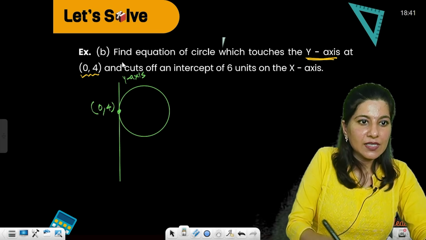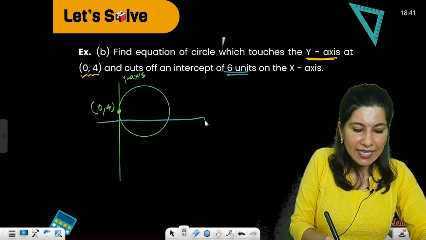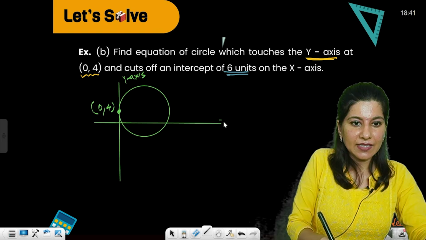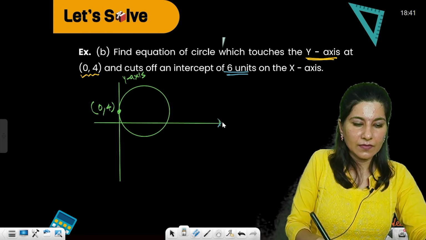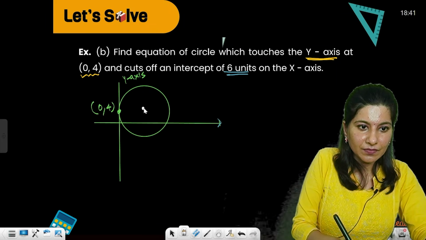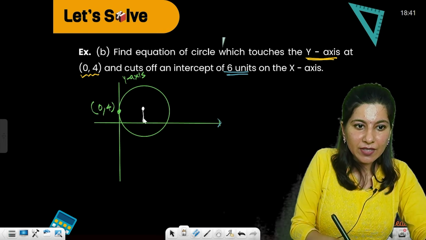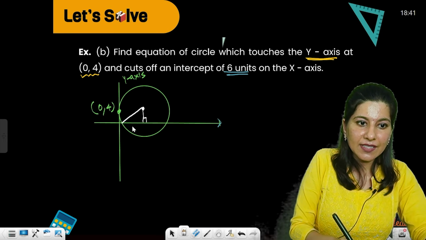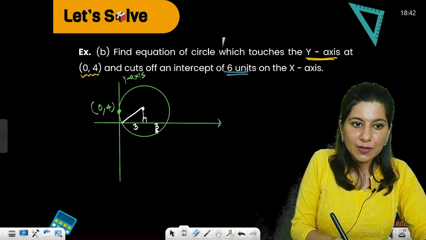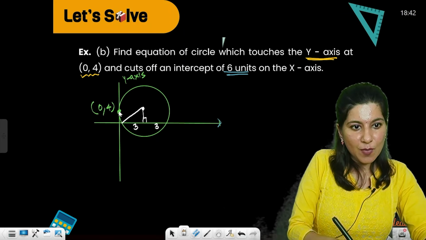Now, as per the question, it cuts off an intercept of 6 units on the x-axis. So this is your x-axis. X-axis will look like this. 6 intercept. What does that mean? Suppose this is your center. So, if I draw perpendicular, it will look like this. This is your radius. And if the x-intercept is 6, so this is your 3 and this is also your 3. Okay.